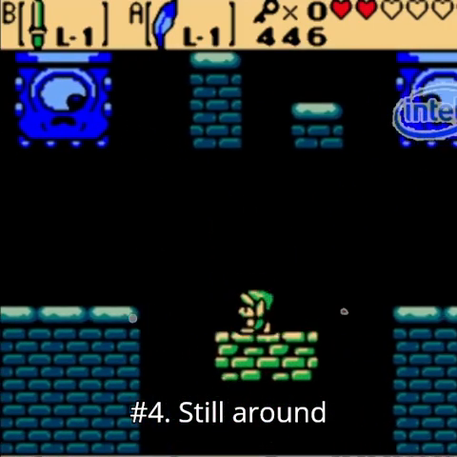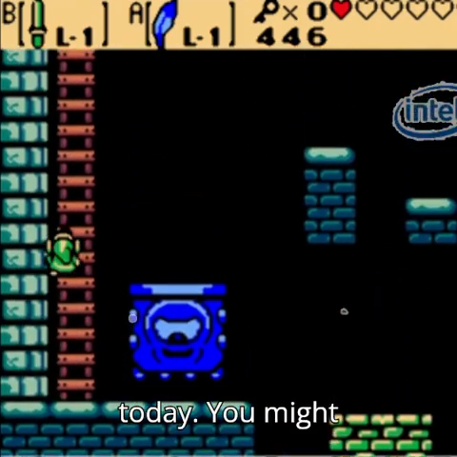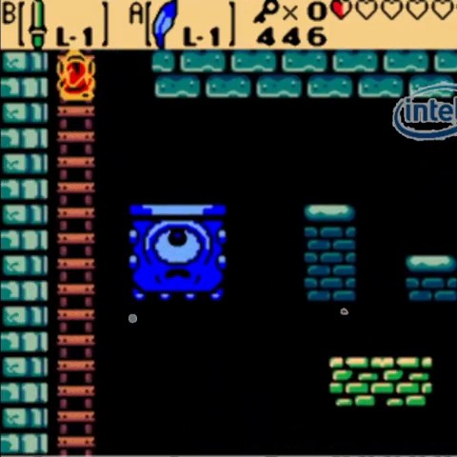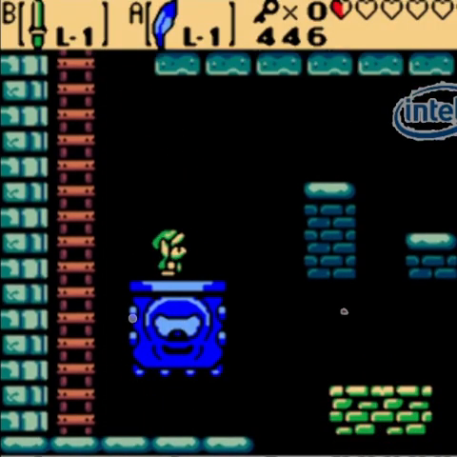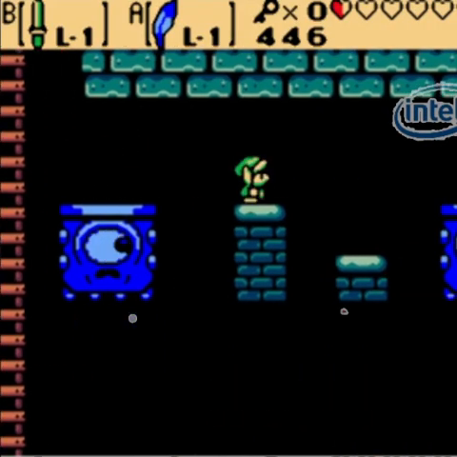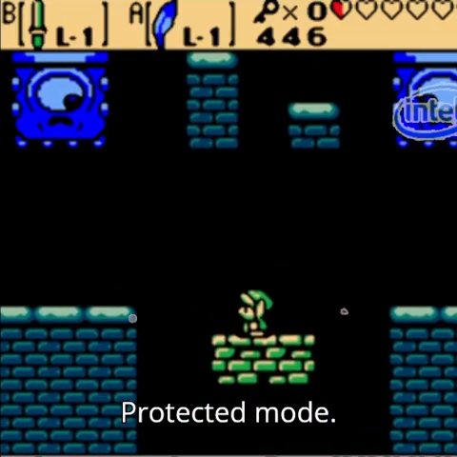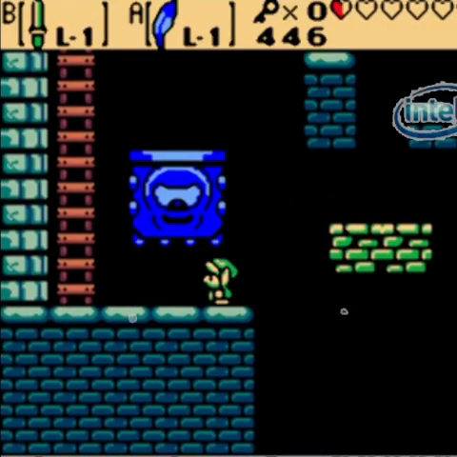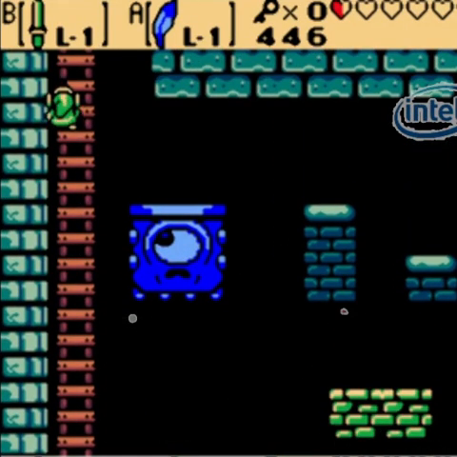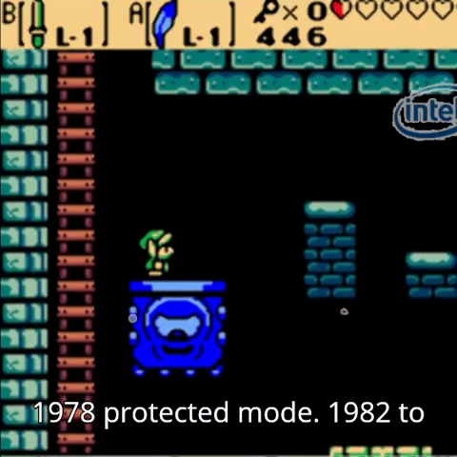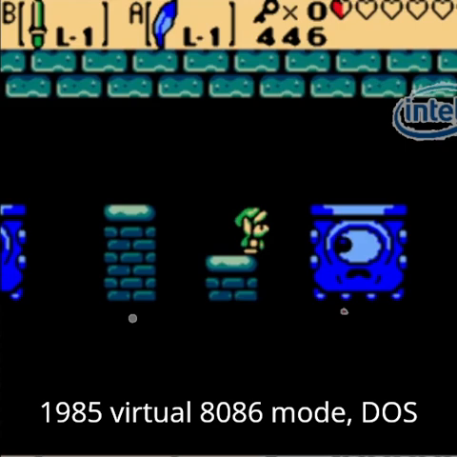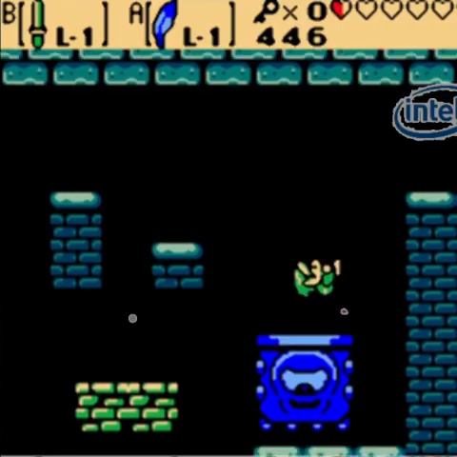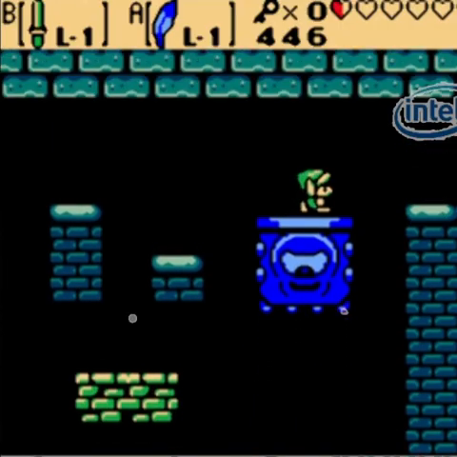Number 4, why protected mode is still around today, even in 2025. You might assume x86 has evolved beyond it, but x86-64 still boots in real mode, then switches to protected mode, then switches again to long mode, 64-bit protected mode. Protected mode is literally the gateway to all modern x86 operation. This is part of x86's monstrous legacy complexity. Real mode 1978, protected mode 1982 to 1985, virtual 8086 mode, DOS compatibility, long mode 64-bit: a giant chain of backwards compatibility that ARM and RISC-V do not have.